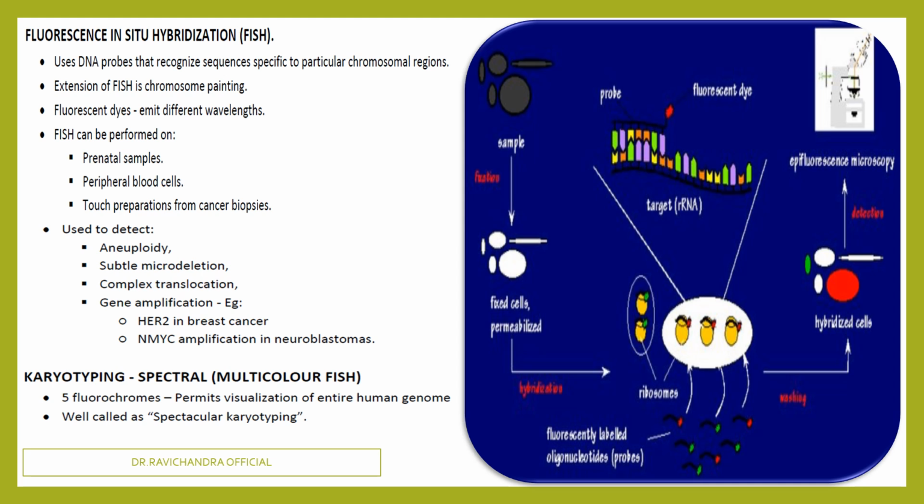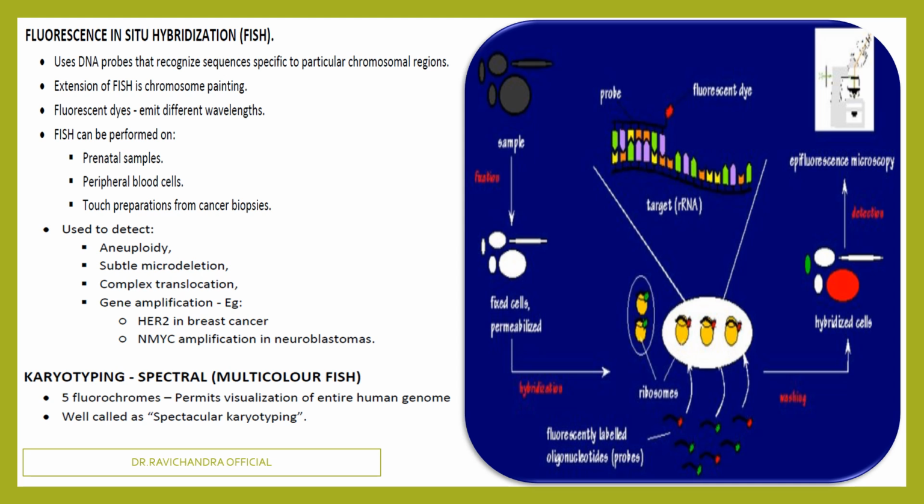Here it uses DNA probes that will recognize sequences specific to a particular chromosomal region. The extension of FISH is called chromosomal painting, and the fluorescent dyes will emit different wavelengths. Using this, we will be performing the test. FISH can be performed on prenatal samples, peripheral blood cells, touch preparations from cancer biopsies. And FISH will be useful to detect aneuploidy, microdeletions, complex translocations, and gene amplifications in breast cancers and neuroblastomas.